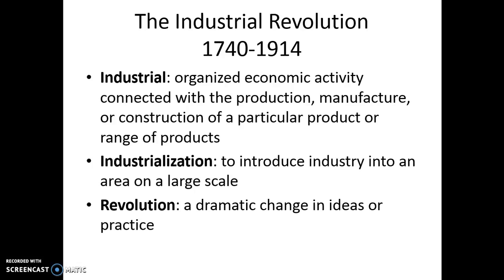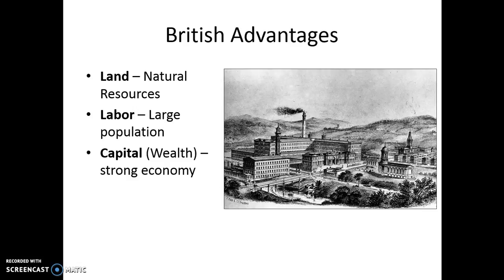So the Industrial Revolution actually takes place between 1740 and 1914. The word industrial means organized economic activity connected with the production, manufacture, or construction of a particular product or range of products. The word industrialization means that you introduce industry to an area on a very large scale. And so the word revolution means a dramatic change in ideas or practice. The Industrial Revolution means that you are changing from making things at home, and the drastic change is that you are going to make things in factories.